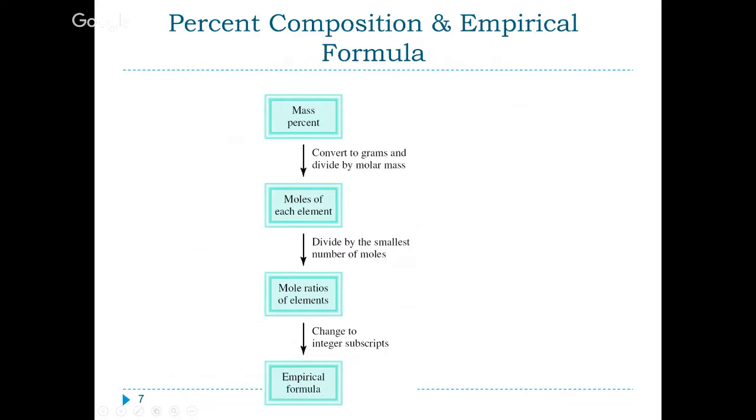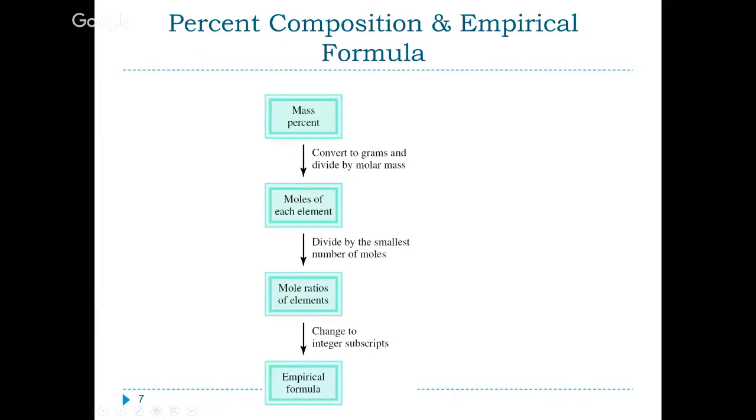Why? Because empirical formulas are your simplest whole number ratio for a given compound. So grams to moles means that I divide by the molar mass. So I find the number of moles of each of my elements in my percent composition. Then I look for the smallest number and divide it into all of the other numbers, right? This is how I simplify. This is how I get to my smallest whole number ratio. So I should come out with whole values. Whatever numbers I get here, then I just change to subscripts and then write out my empirical formula.